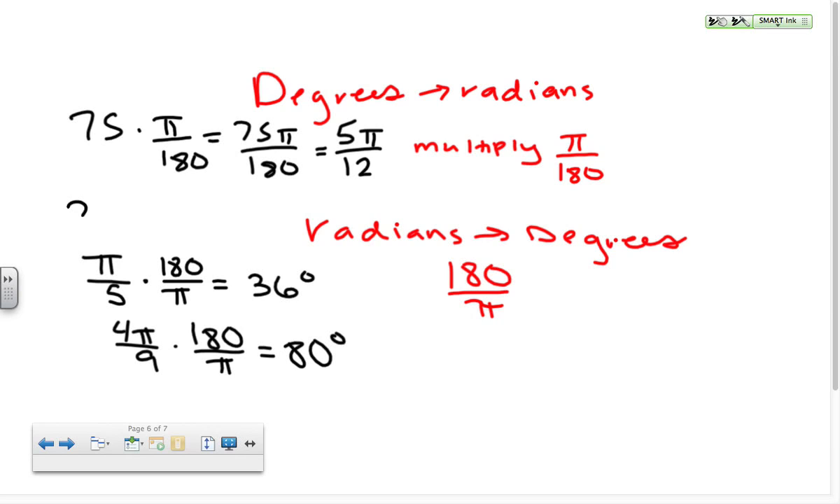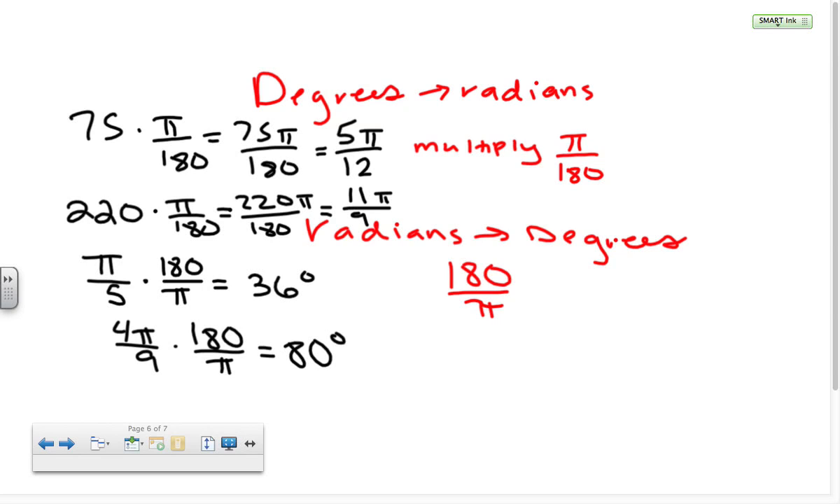Let's do this one, 220 times pi over 180. Again, it's going to be 220 pi over 180. And that's going to equal, if I simplify that, 11 pi over 9. Pi has to be part of the answer. So let's look at why we want pi as part of it. Pi is an irrational number, we can't ever figure out what it is exactly.